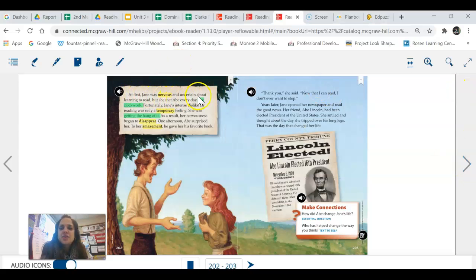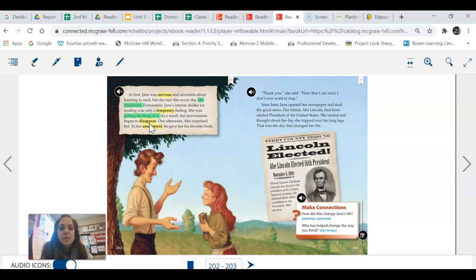At first Jane was nervous and uncertain about learning to read, but she met Abe every day like clockwork. Fortunately, Jane's intense dislike for reading was only a temporary feeling. She was getting the hang of it. As a result, her nervousness began to disappear. There is another signal word. As a result, her nervousness began to disappear.